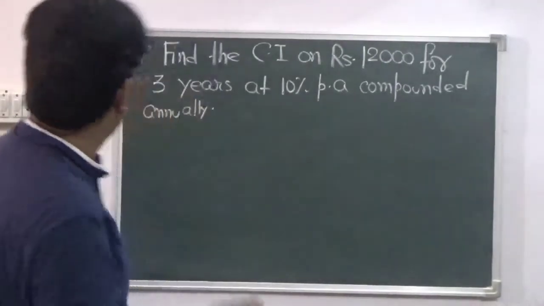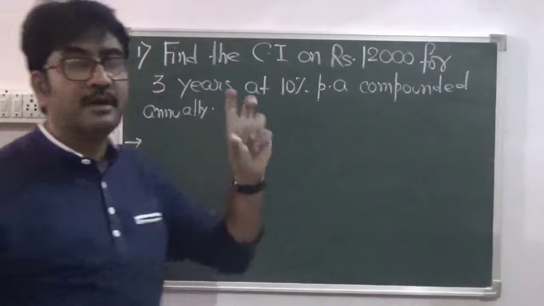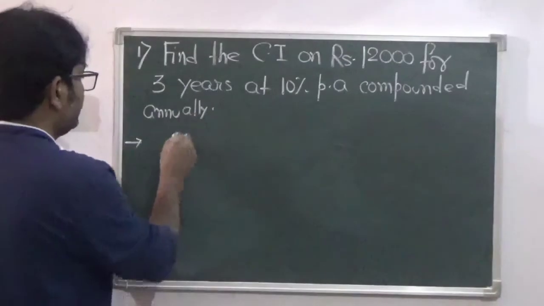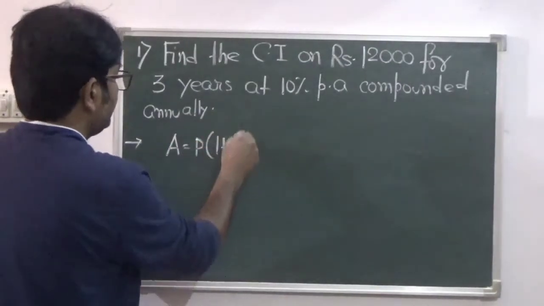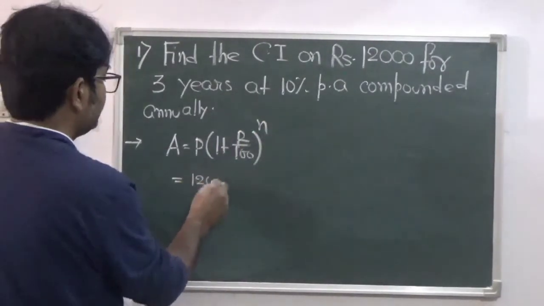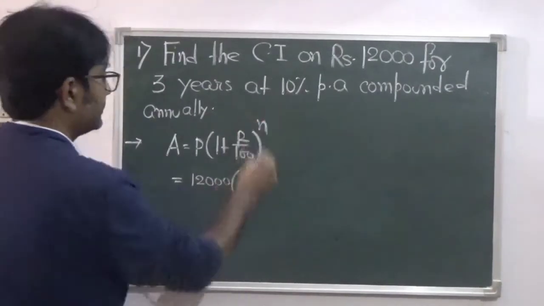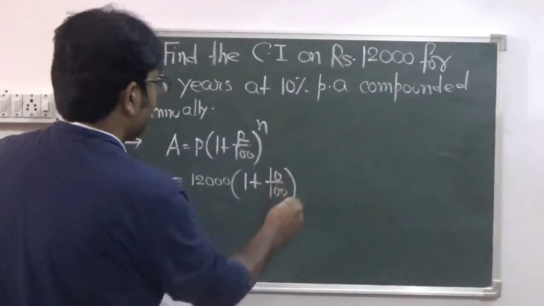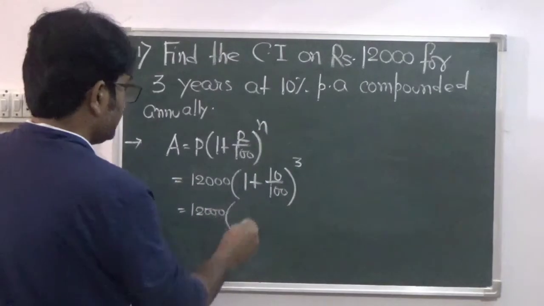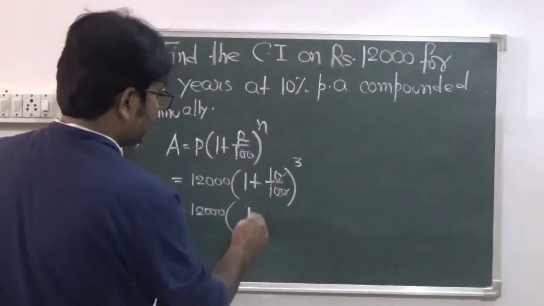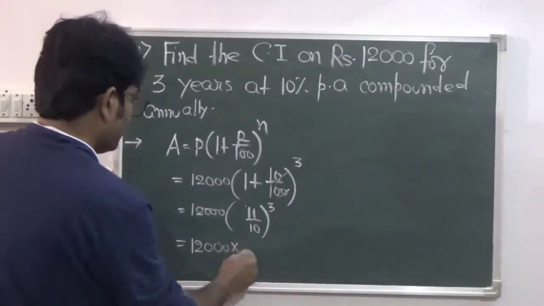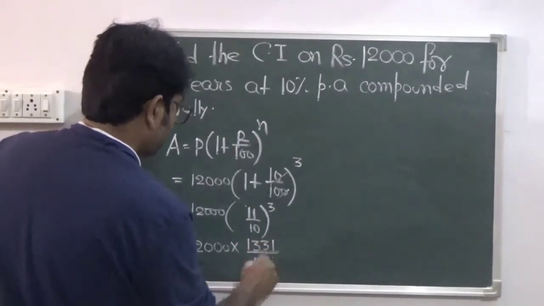So here, first we find the amount and then we find the compound interest. The amount is P into 1 plus R by 100 to the power n. So amount A equals P into 1 plus R by 100 to the power n. P is given as 12,000, 1 plus 10 by 100, and the time given is 3 years. So it is 12,000 into 11 by 10 to the power 3, so it is 12,000 into 1331 by 1000.